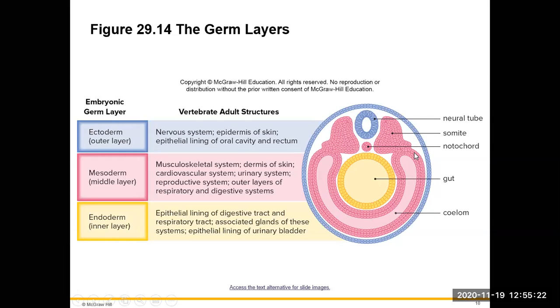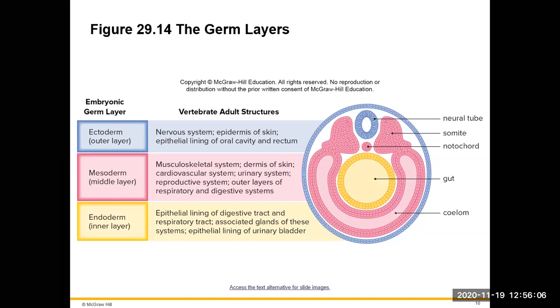So these are the tissue layers or the embryonic germ layers. We have the ectoderm, which is the blue cells, including this one, the mesoderm, the pink one, and the endoderm, the yellow one. The ectoderm includes the nervous system. That means the peripheral and the central nervous system. It includes the epidermis of the skin. And we have the epithelial lining of the oral cavity and rectum. These are, in a sense, exposed to the external environment.